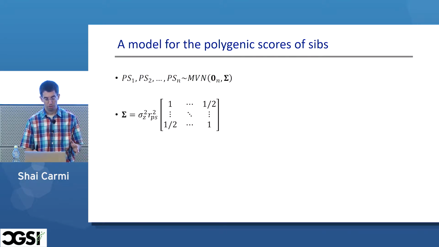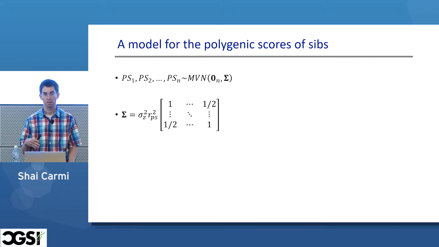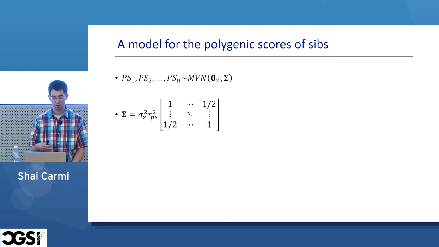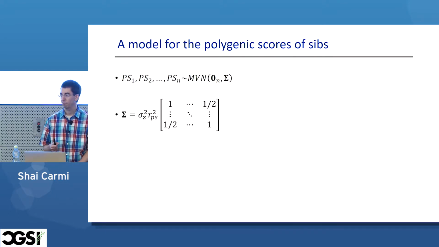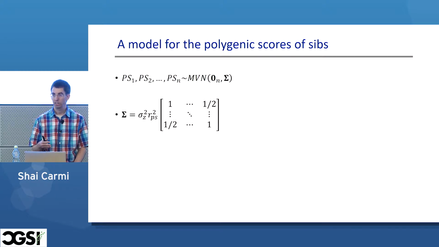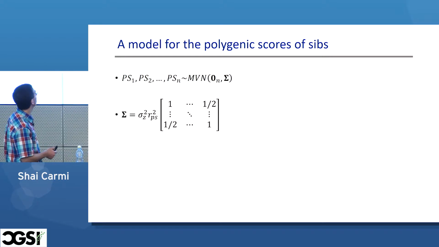So we assume that PS1, PS2, ..., PSN denote the polygenic scores of the n embryos that we presumably generate in IVF. And then we assume that they have a multivariate normal distribution with 0 mean and a covariance matrix that looks like this. So let me walk you through this matrix.